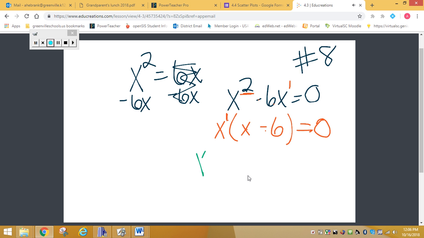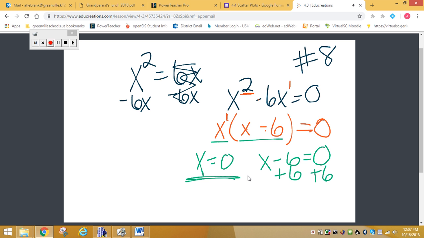Now that I factored, I'm going to set both parts equal to 0. So I set x equal to 0, and I set x minus 6 equal to 0. The first one's really easy. It's already solved. It says x equals 0. And the second one, all I have to do is add 6 to both sides. So x equals 6. So my answers are 0 and 6. And again, that's like number 8 if you need help.